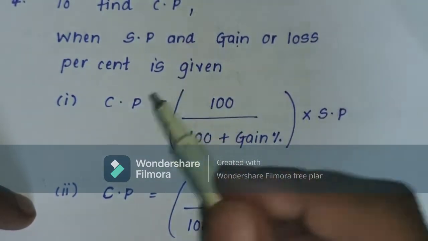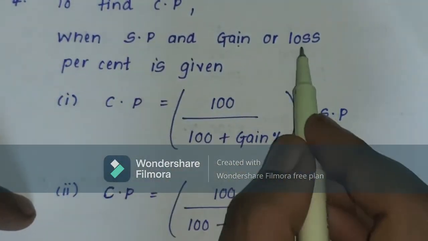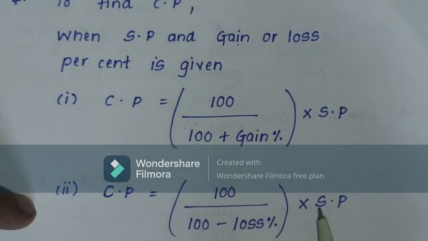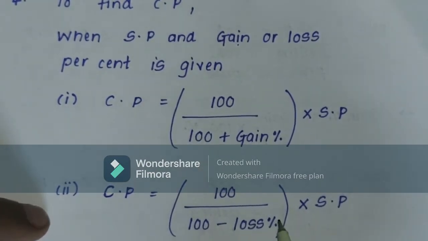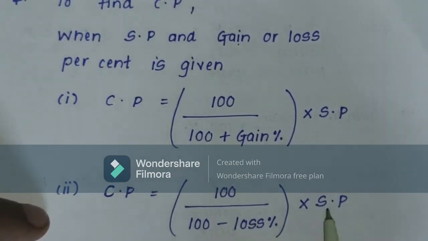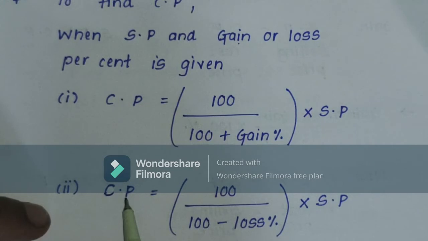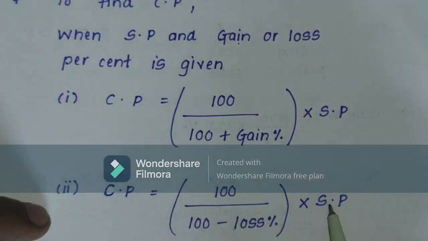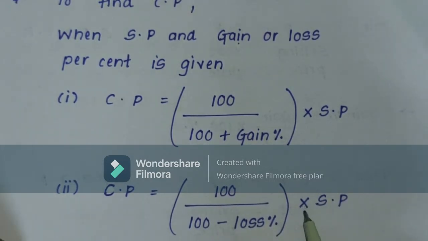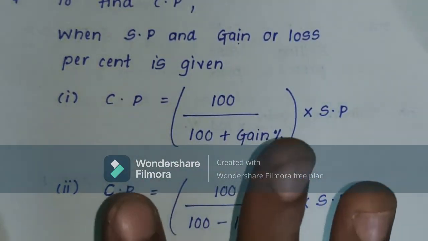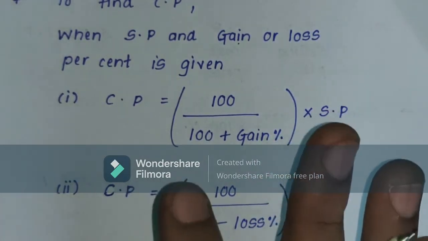If you have been given the selling price and the loss percent, as you can see in the second formula, you can easily find out the cost price, that is CP. So what is the formula for CP in case of loss and SP? 100 upon 100 minus loss percent into SP. So you need to remember these four formulas if you want to solve profit and loss.